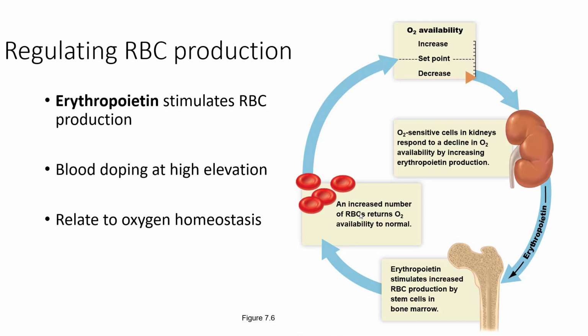What may cause this change in oxygen homeostasis? Well, perhaps moving to a higher elevation. At higher elevation, there's lower oxygen in the air, and since there is lower oxygen in the air, there is going to be lower oxygen in the blood. This can actually mean you can move to a higher elevation and have more red blood cells produced, then go back to a lower elevation and have a higher ability to carry oxygen. This is called blood doping.